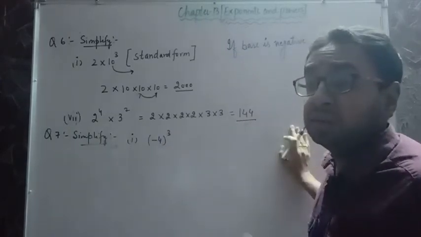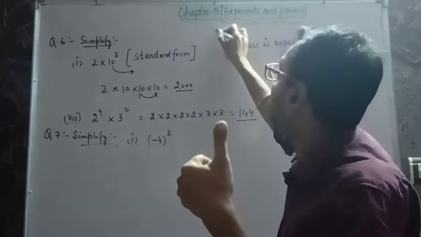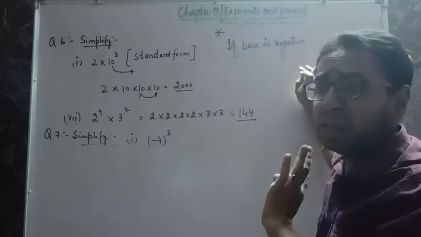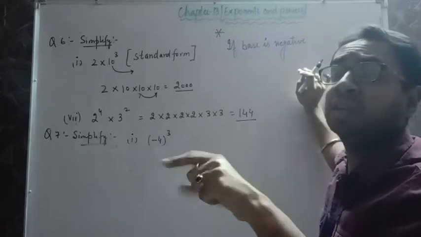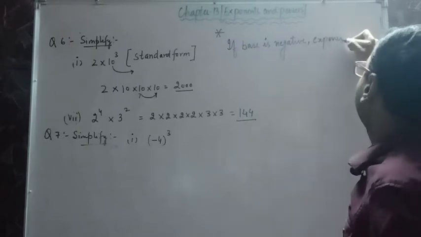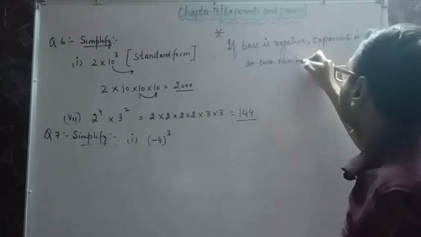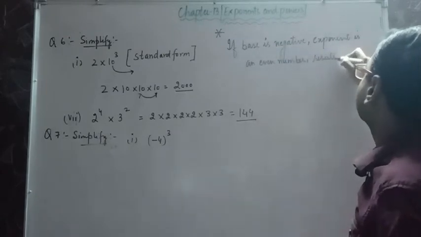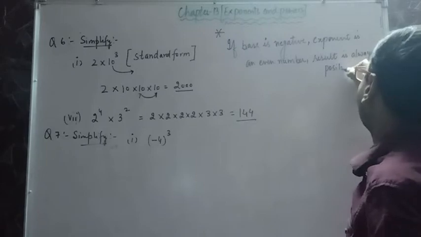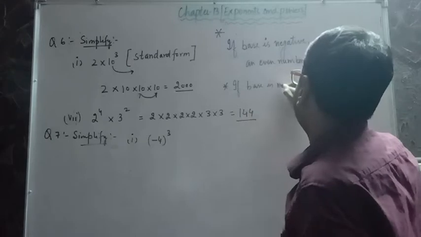In case of a negative integer, when will the answer be negative? When will the answer be positive? I am giving you one mantra, one golden rule. By this, immediately by looking, you can know whether the positive or negative sign will come, though the answer may be anything. That is very important. If base is negative, exponent is an even number, result is always positive.